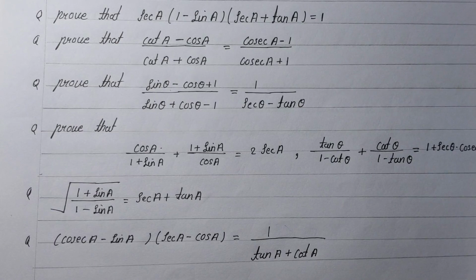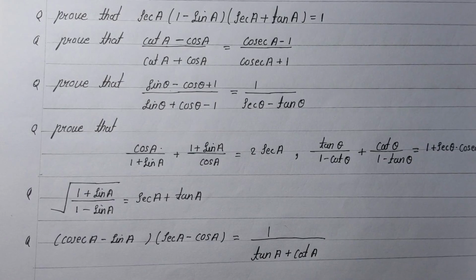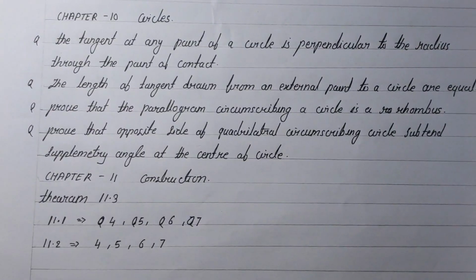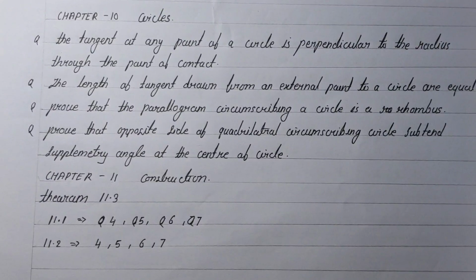Next, prove that cos A upon (1 plus sin A) plus (1 plus sin A) upon cos A is equal to 2 sec A. Next, prove that under root (1 plus sin A) upon (1 minus sin A) is equal to sec A plus tan A. Next, (cosec A minus sin A)(sec A minus cos A) is equal to 1 upon (tan A plus cot A). Next, the tangent at any point of a circle is perpendicular to the radius through the point of contact.